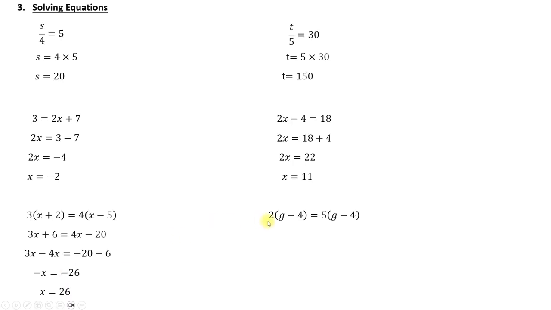Over here, again, we're going to need to expand first. We'll leave us with 2g minus 8 equals 5g minus 20. Bring all the g terms to one side, our variables on one side, and our numbers to the other, leaves us with negative 3g equals negative 12. Divide both sides by negative 3, leaves us with g equals 4.